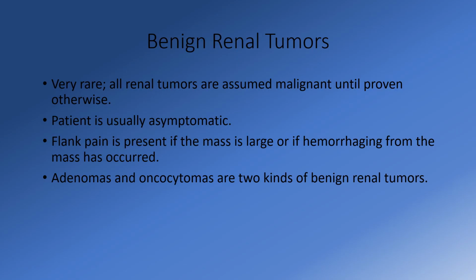Now, there are some benign renal tumors out there, but they're very rare, and as I said, all renal tumors are assumed to be malignant until proven otherwise. Typically with the benign ones, the patients are asymptomatic. However, if the tumor gets large enough, flank pain can present, as can hemorrhaging from the mass. Adenomas and oncocytomas are going to be your two most common kinds of benign renal tumors, but be aware that adenomas and oncocytomas are very rare in kidneys.